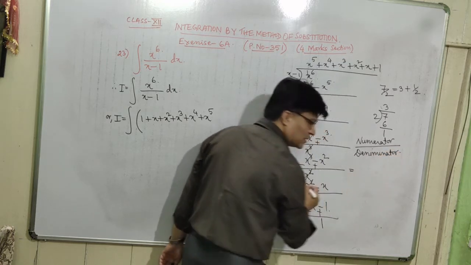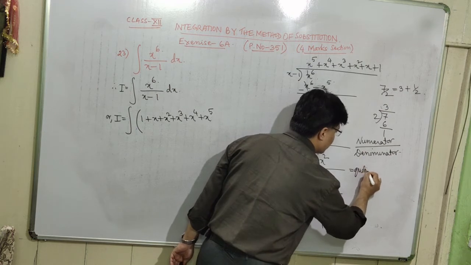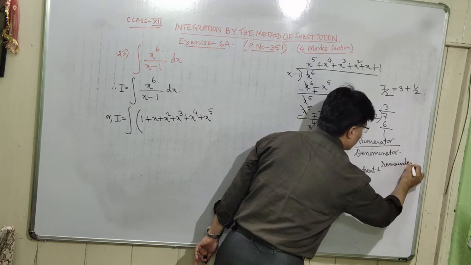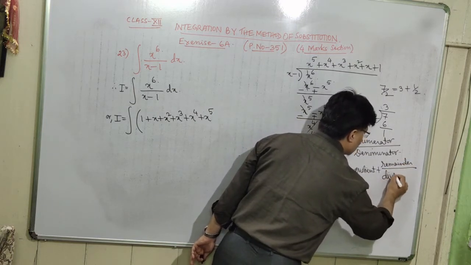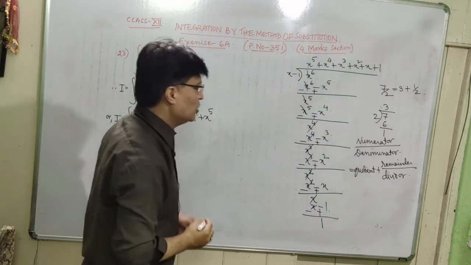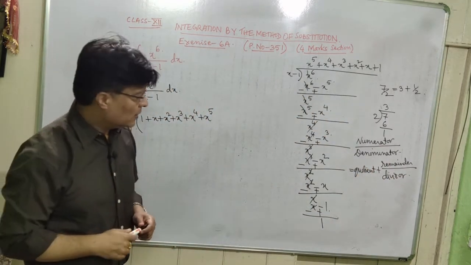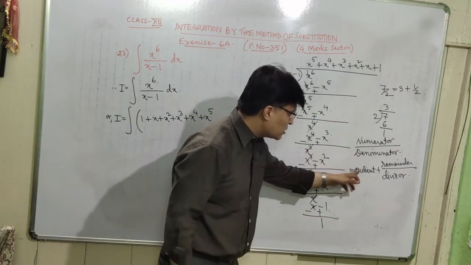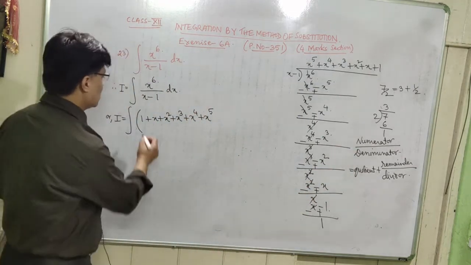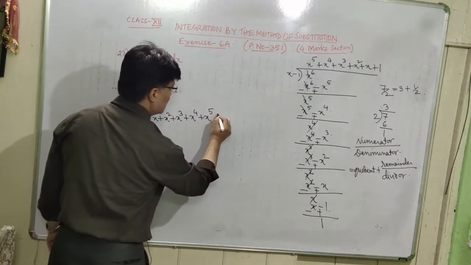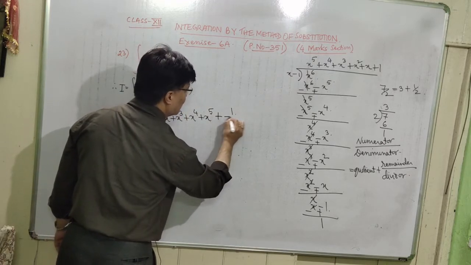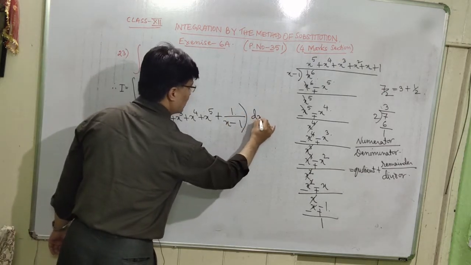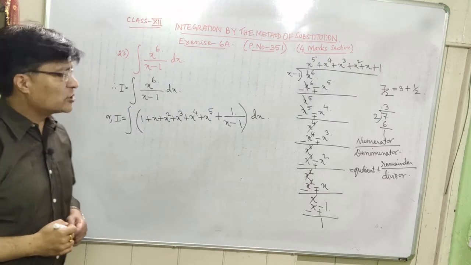Is equal to, how will you write it? That is quotient plus remainder divided by divisor. You know how to write it, isn't it? That is numerator divided by denominator. If you divide the numerator by denominator, you can write it in the form quotient plus remainder upon divisor. So this is the quotient here, plus what is the remainder? 1 divided by what is the divisor here? It is x minus 1. Bracket close, then you can write dx. So I think you have understood it.